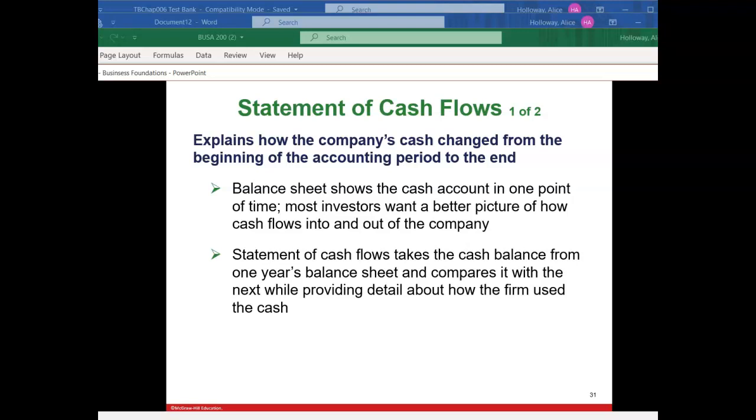Now, how about a statement of cash flow? This is the third primary financial statement as it relates to a business, which explains how the company's cash has changed from the beginning of the accounting cycle to the end of the accounting cycle. And so you want to look at this because this gives you some information. So it shows how the cash account changed from one point in time. Most investors want a better picture of how cash flows into the business and out of the business.